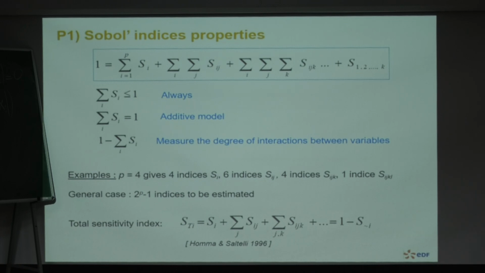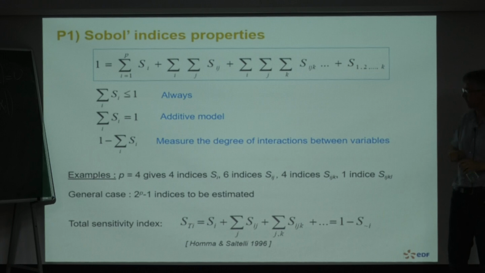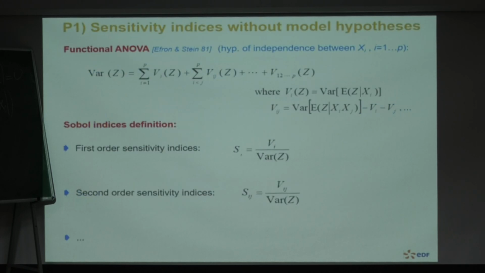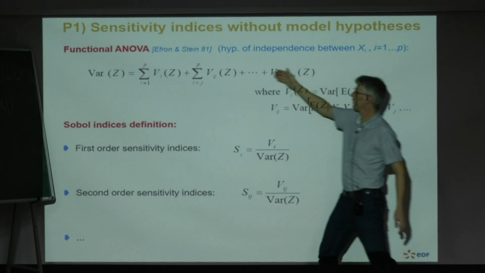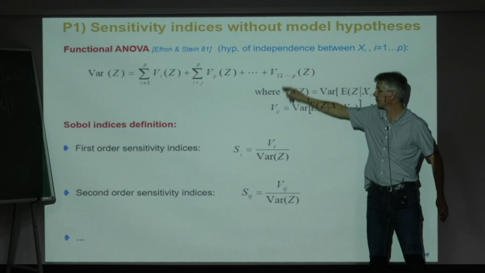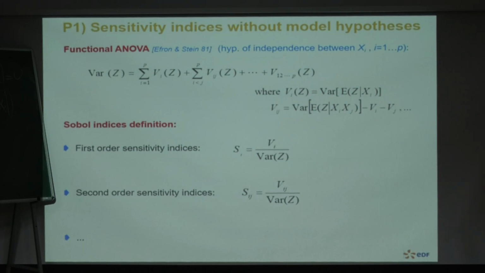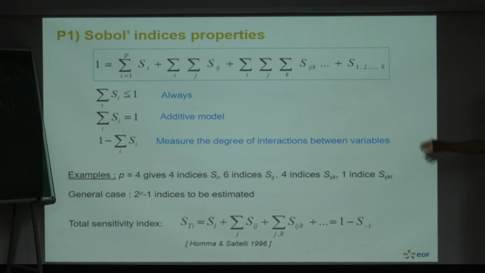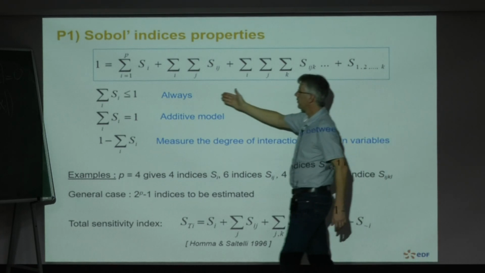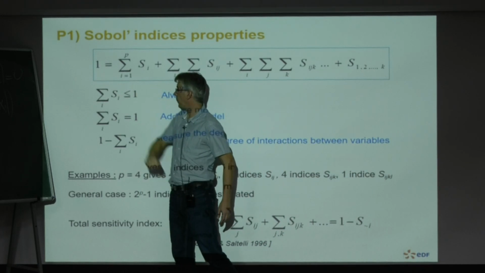Alors, the properties are very interesting because when you divide these relations by the variance, of course you have 1 on the left, and you obtain the Sobol indices here, because these Sobol indices correspond to the normalized quantities. And so the sum of all the Sobol indices is 1.